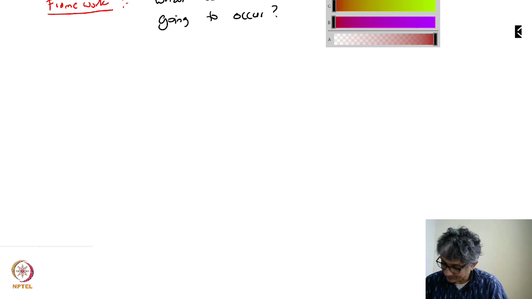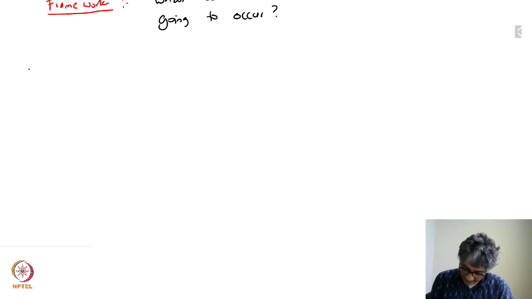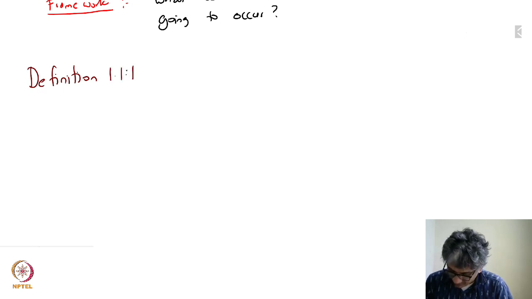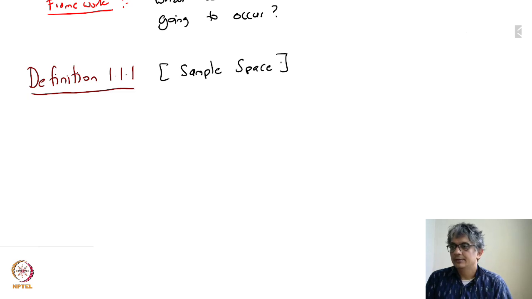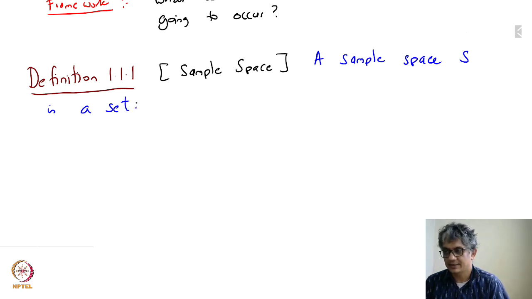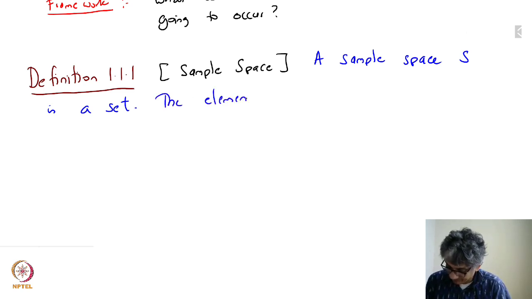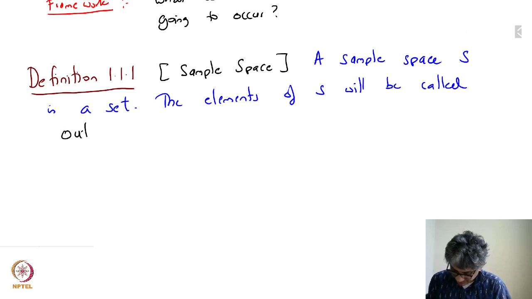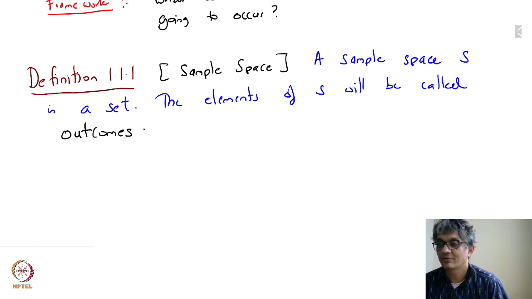So here's the first definition. Definition 1.1.1. Here I would define the sample space. A sample space S is just a set. By definition, it's just a set. We'll refer to the elements of S as outcomes. So the elements of S will be called outcomes. Each element in the set is an outcome.